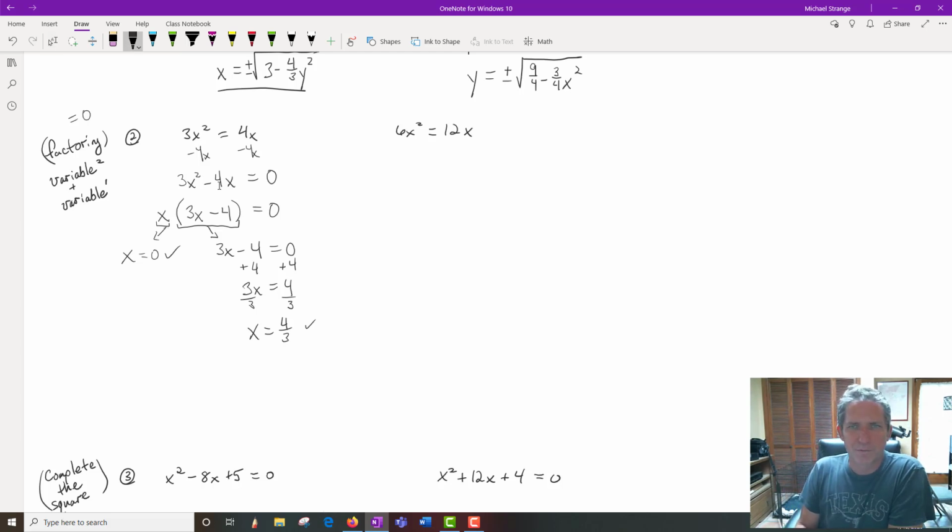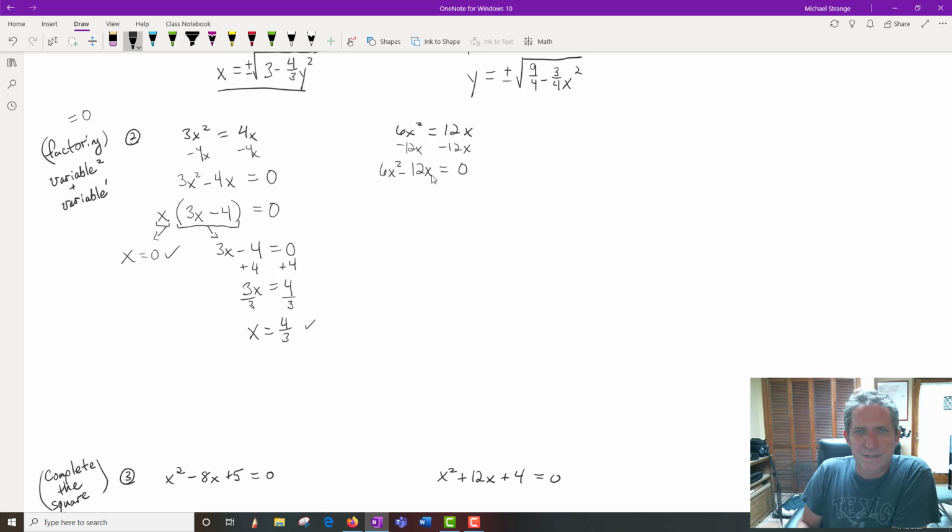Okay, this one there's a couple different ways you can do it. Like you might just divide. I see there's a 6 and a 12 there, so maybe I'll just divide that off. But I'm going to follow this method because that's probably what you did. So subtract 12x to the other side. So we get 6x squared minus 12x equals 0.